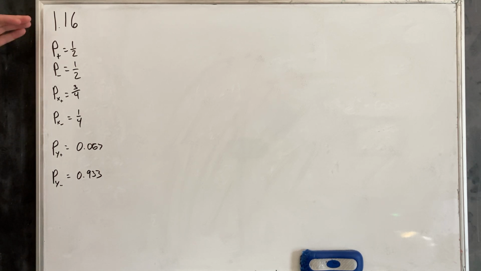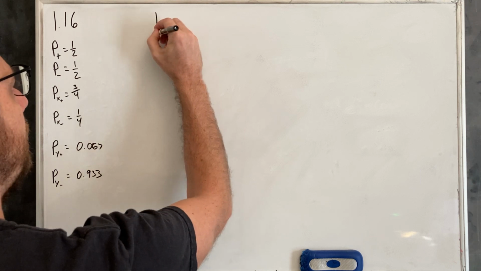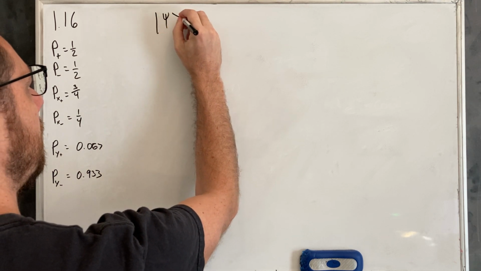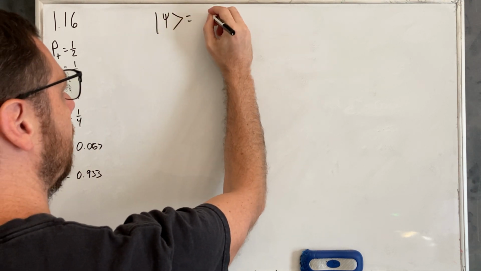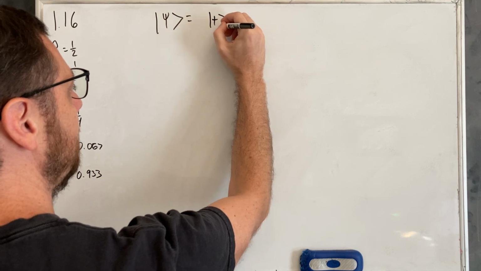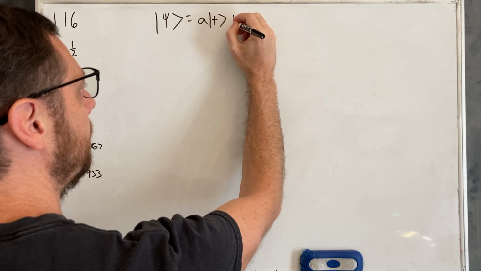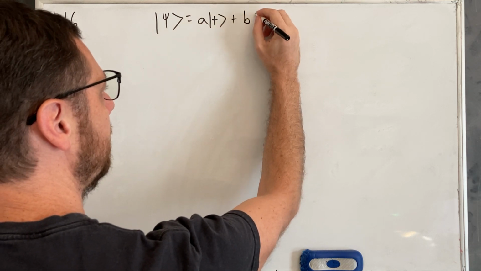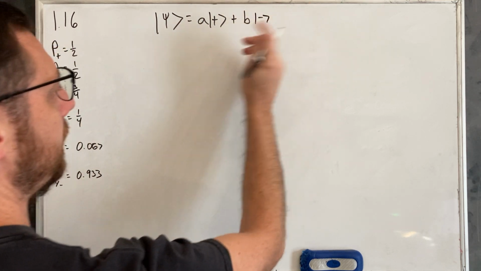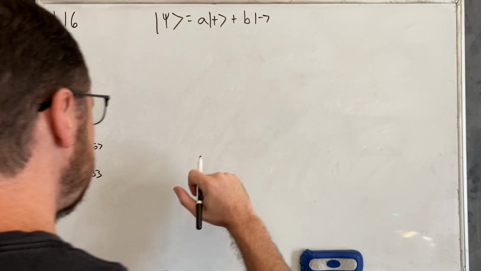So we're given some experimental results here, and we're told to find the initial state that causes these results, basically. So it's saying that there is some initial state of something up and something down. Let's give it some scalar here and another one here. We basically just have to find out what A and B are.